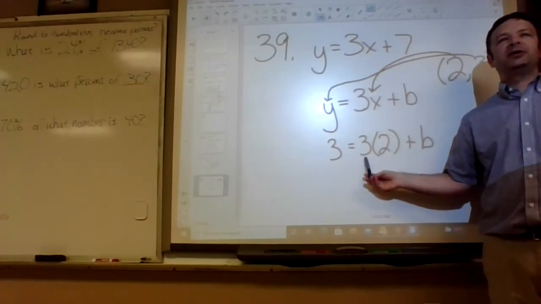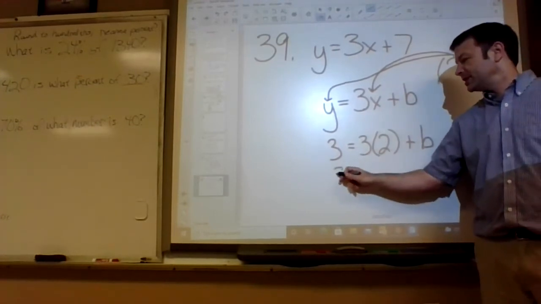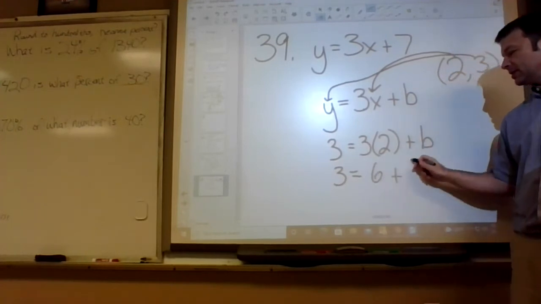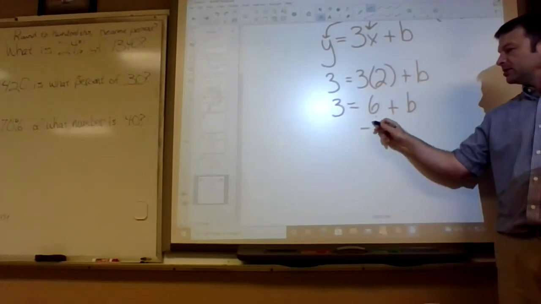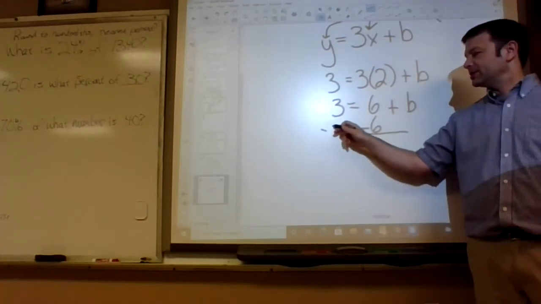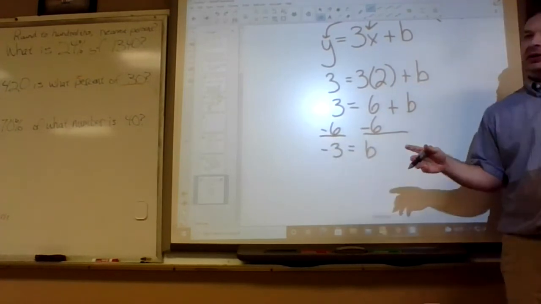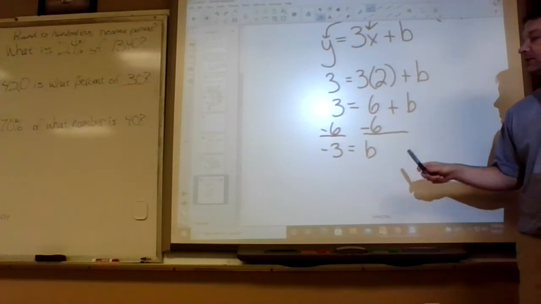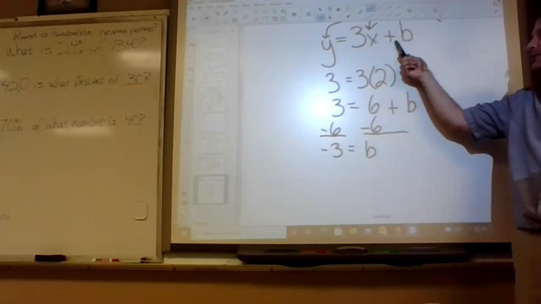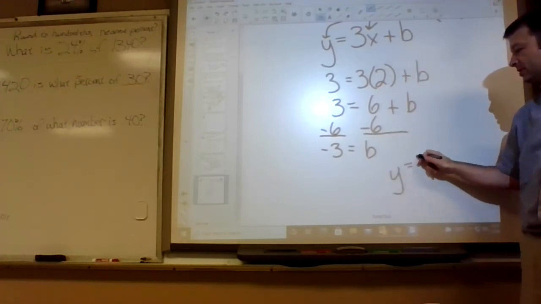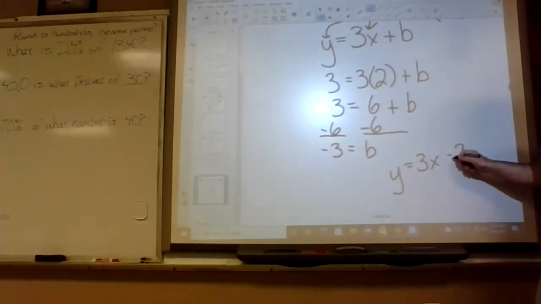Okay, shh. So how do I use this to solve for b? What do I do now? 3 times 2 is 6. Now how do I solve that for b? 6 plus b equals 3. Since 6 is added, I'm going to subtract 6. And b is negative 3. That's not the answer, that's just part of the answer. The answer is the equation of the line: y equals 3x, but instead of putting plus b, I'm going to put negative 3 in there.